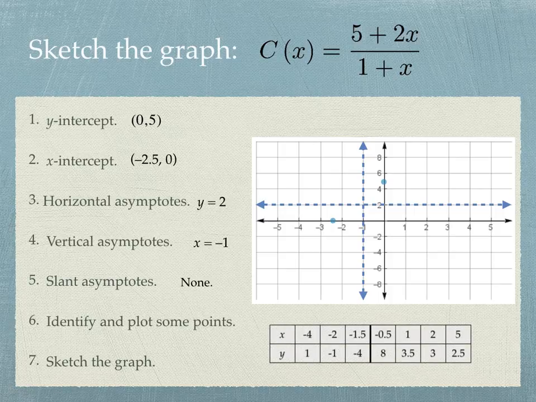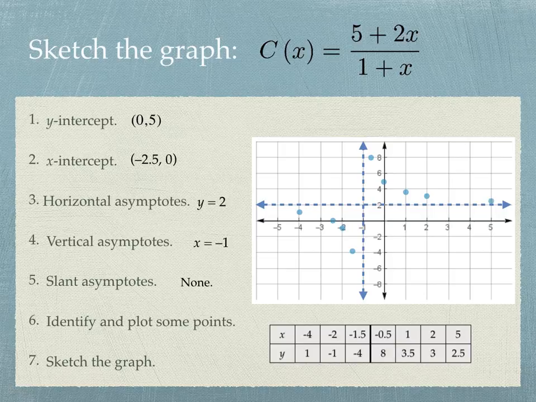So now we will plot those points. Negative 4, 1. Negative 2, negative 1. Negative 1.5, negative 4. And then on the other side of the asymptote, we had negative 0.5, 8. We have 1, 3.5. And we have 2, 3, and 5, 2.5.